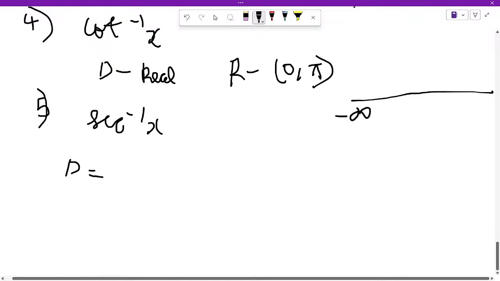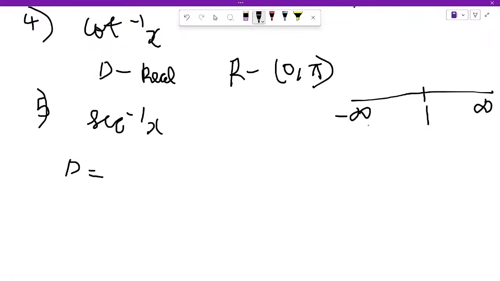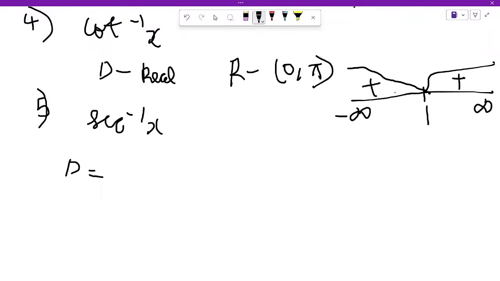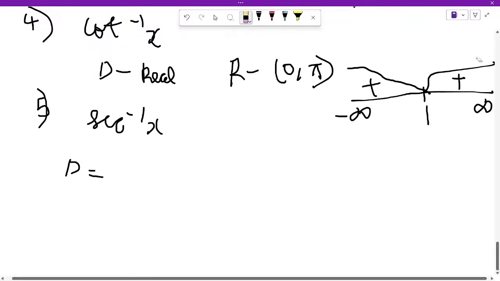It starts from minus infinity to infinity. We have one turning point called 1, okay? It will start from here, it will go from here, plus, plus. The logic is nothing. It will go from, no, there's a mistake, sorry for that.